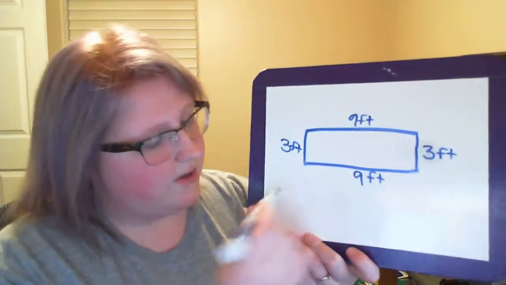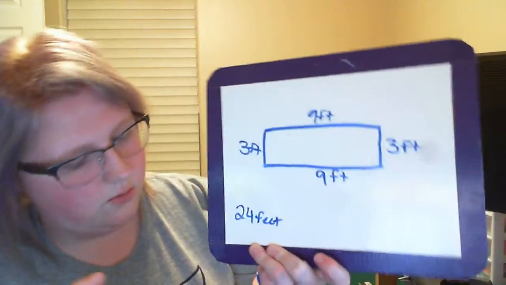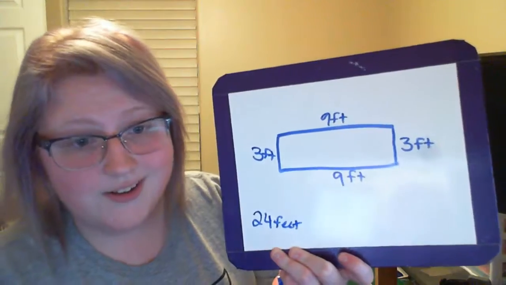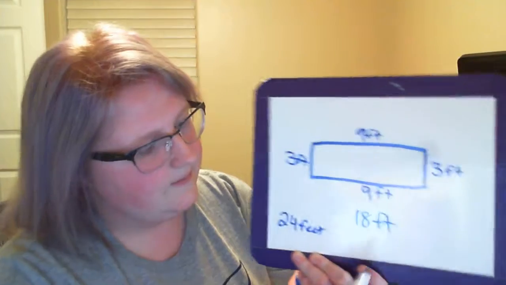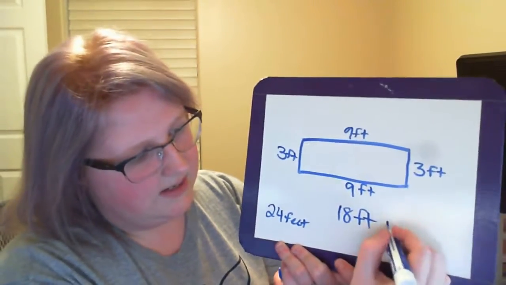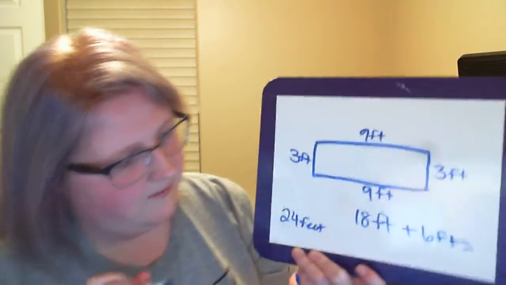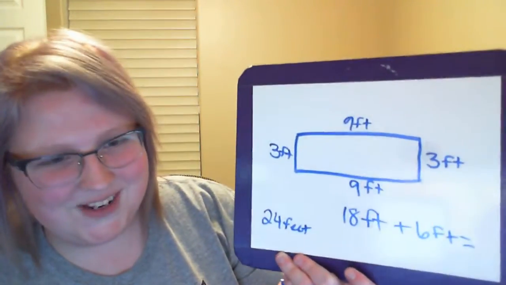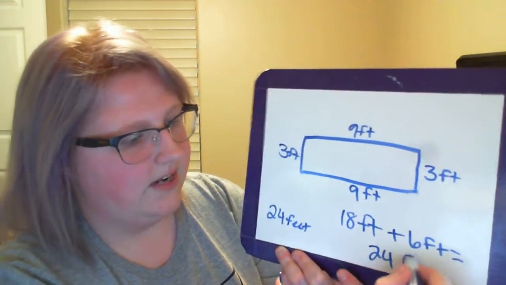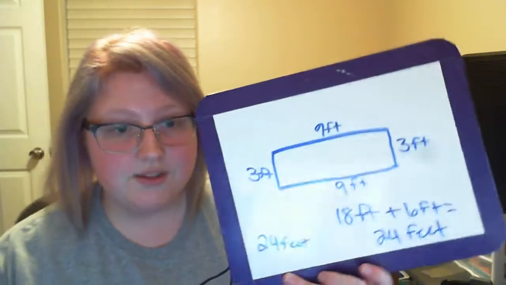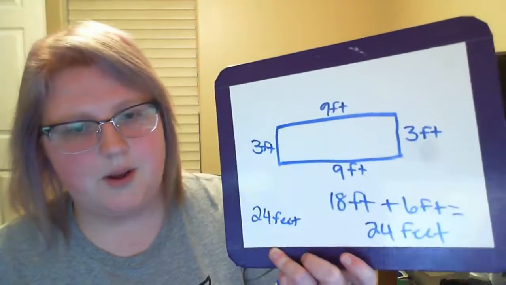To find out if they used all 24 feet of fence, we are going to add all of our sides together. So 9 plus 9, that's 18 feet. And then 3 feet plus 3 feet is 6 feet. So 18 feet plus 6 feet is 24 feet. So they did use all of their fence, okay, to build the chicken coop. But there's going to be a problem. So let's see what the problem is.